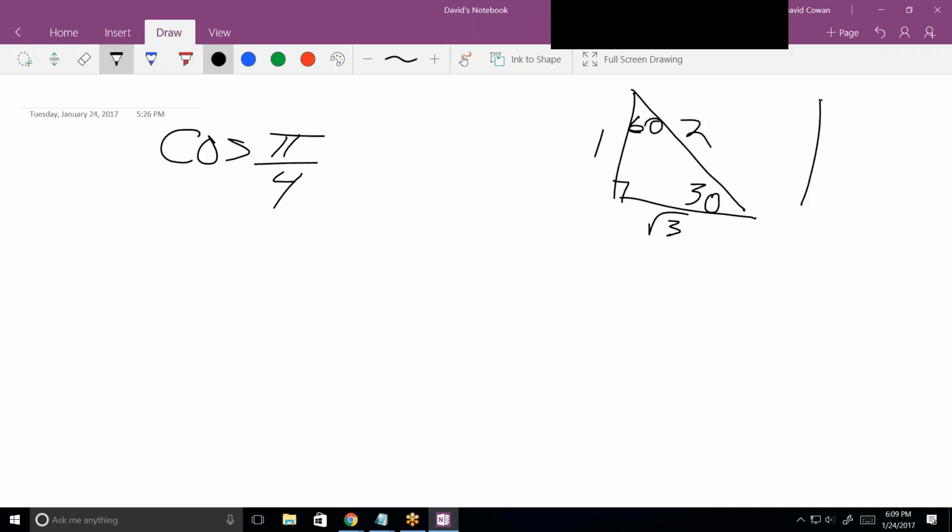And if I look at the 45, 45, what's opposite the 45? 1. And opposite the other 45? 1. And the hypotenuse? Square root of 2. There you go. Okay. So let's first of all convert this pi over 4 radians to degrees.